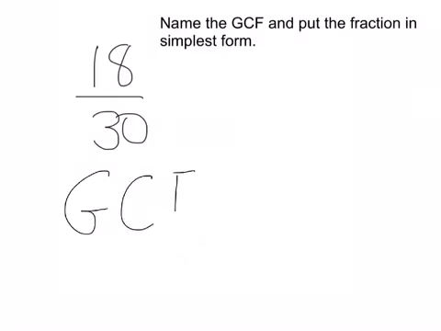You're going to have a greatest common factor, and then you're going to have a fraction in simplest form.